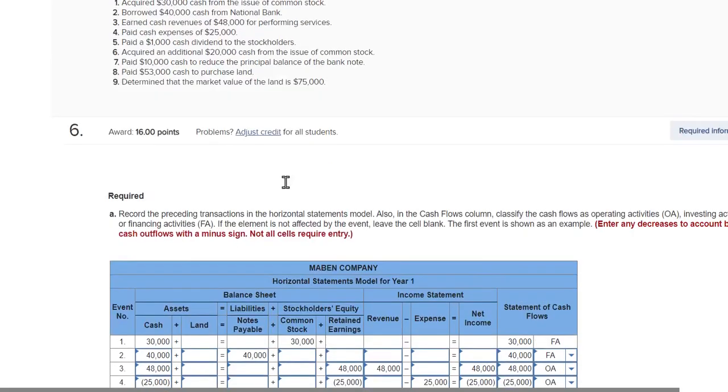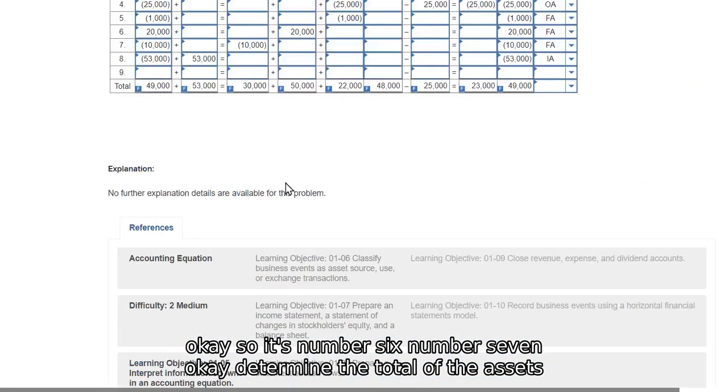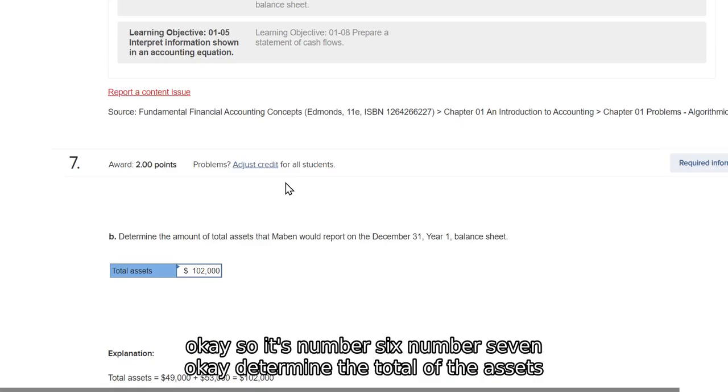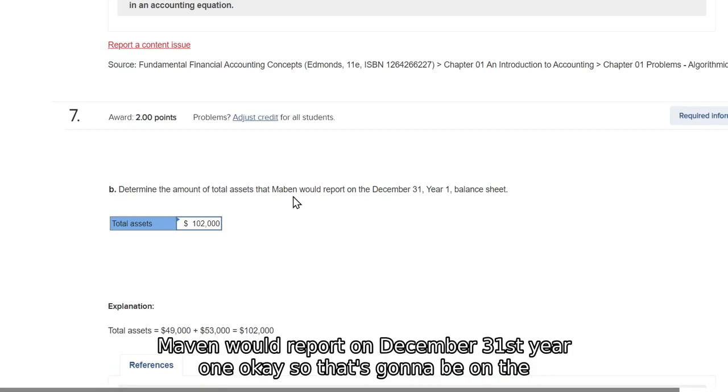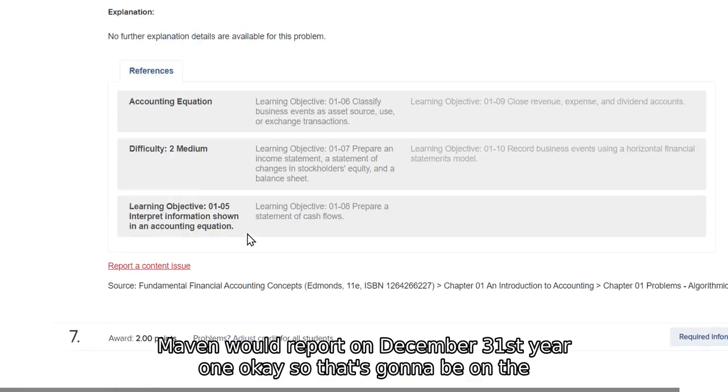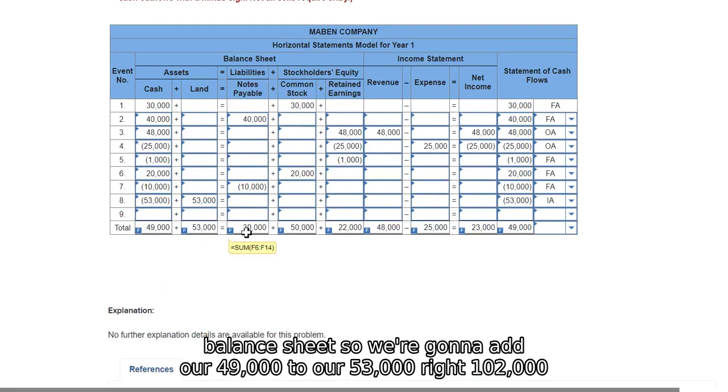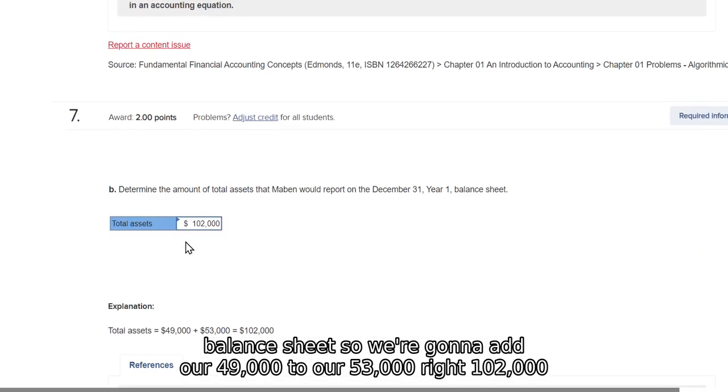Okay. So it's number 6. Number 7. Determine the total of net assets Maben would report on December 31st, year 1. So that's going to be on the balance sheet. So we're going to add our 49,000 to our 53,000, right? 102,000.